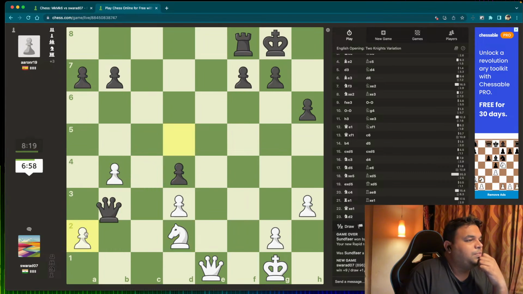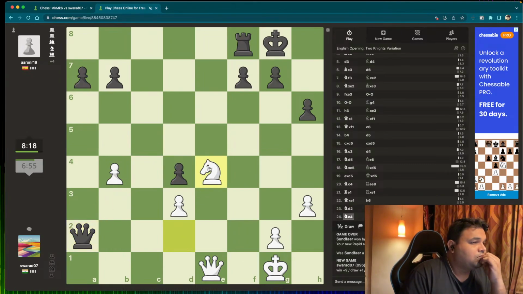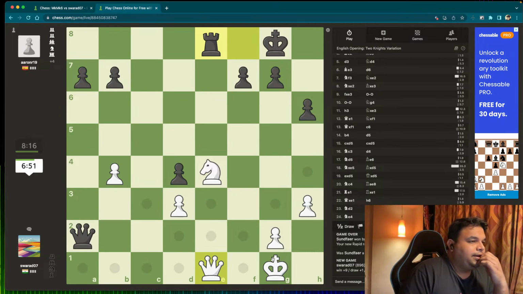Damn it, I left my pawn hanging. He moves this here now. Yeah. Yeah, playing one bad move after the other. I'm not in the zone today.